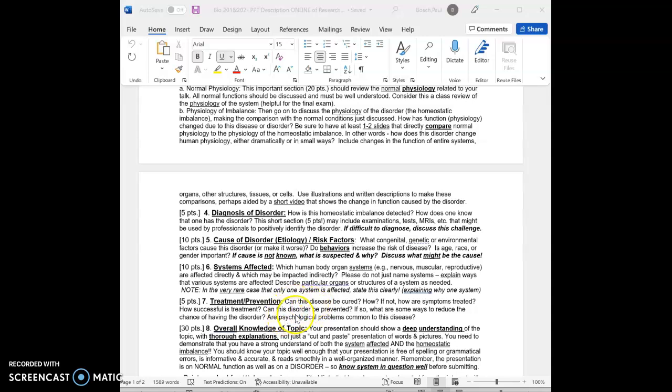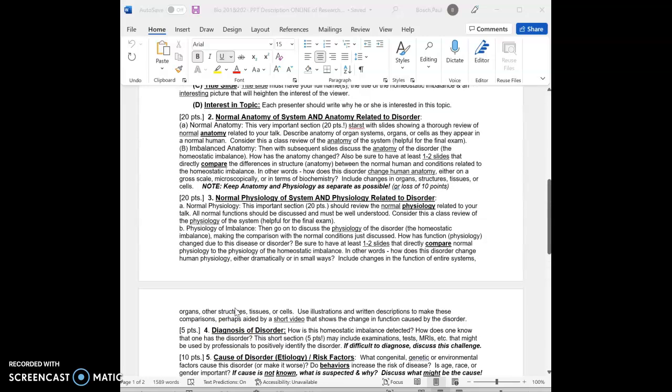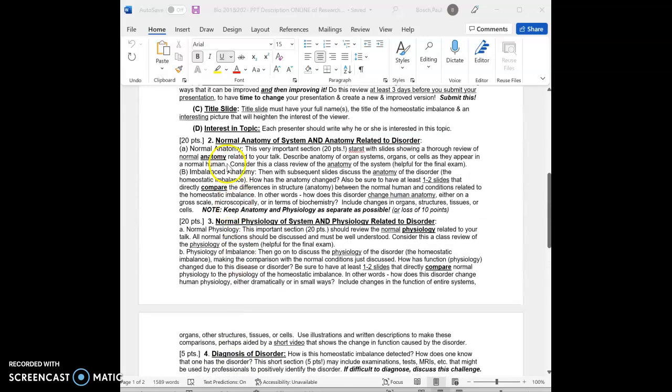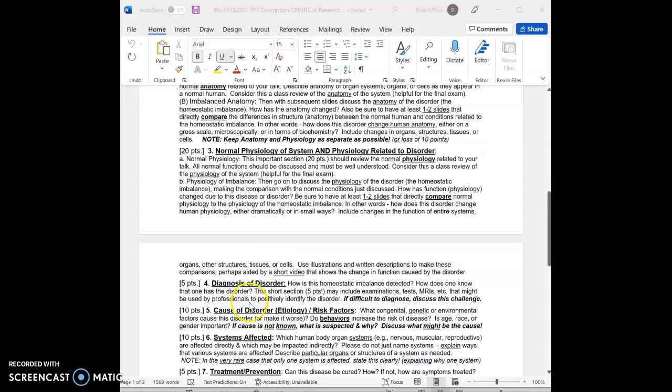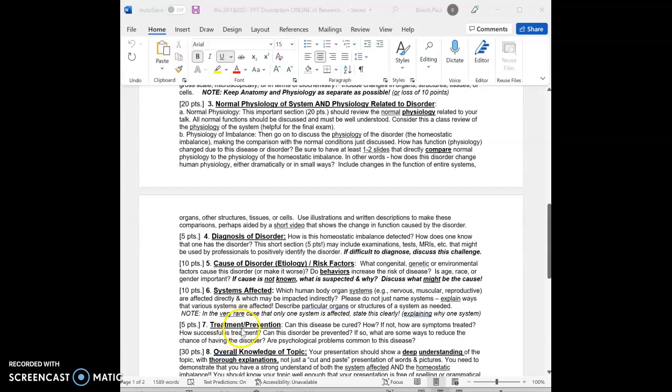WebMD has this. And so talk about that, treatment and prevention. Now notice the points. Those should guide you. This should be a lot for 20 points. This should be a lot for 20 points. This doesn't have to be so much, 5. This, a little more for cause and systems, 10 each. And then 5 for treatment and prevention.